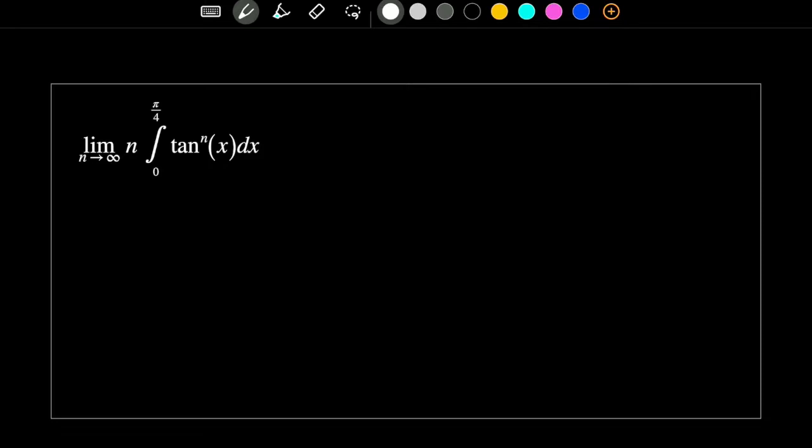Hello, today I'm going to solve this interesting integral from the MIT integration bee. Well, it's actually a limit of an integral, so let's get right into why this is kind of complicated.